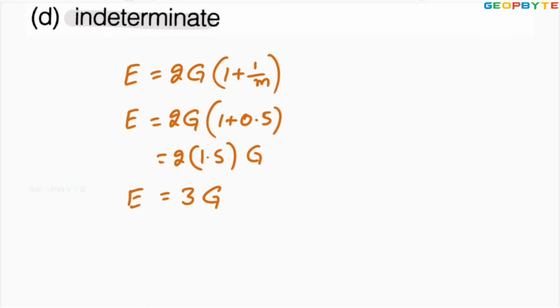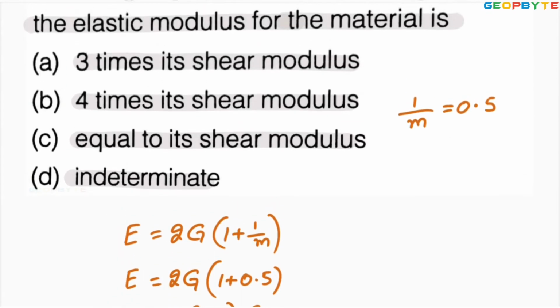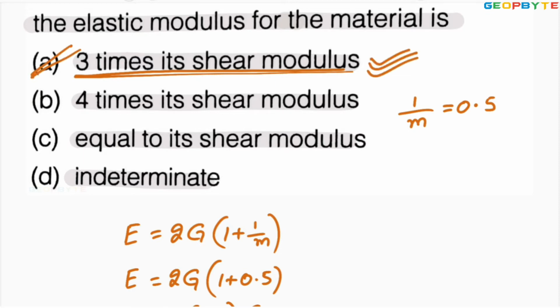So when Poisson's ratio is 0.5, the Young's modulus is 3 times the shear modulus. Remember, Young's modulus need not always be 3 times the shear modulus. Only when Poisson's ratio is 0.5, Young's modulus equals 3 times the shear modulus. Look at the options. Option A: the Young's modulus is 3 times the shear modulus. Option A is absolutely correct. I hope you got my point. Let us take one more problem.